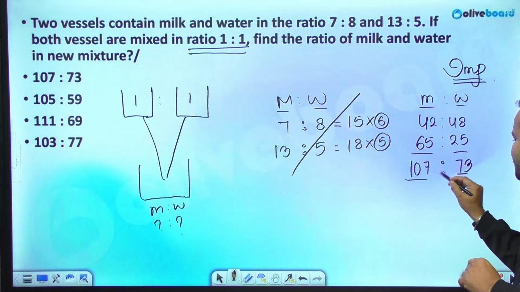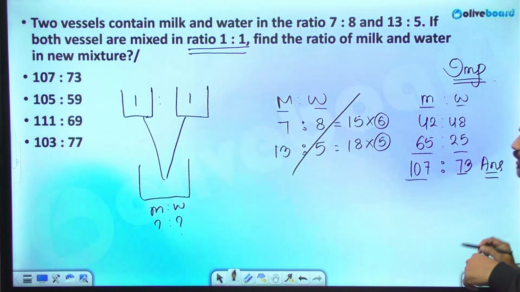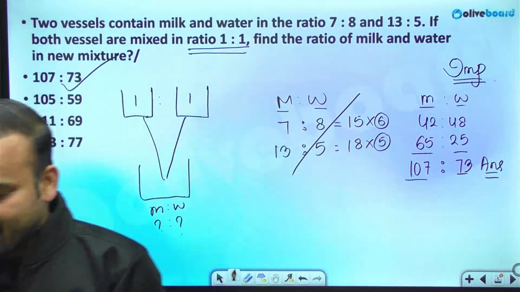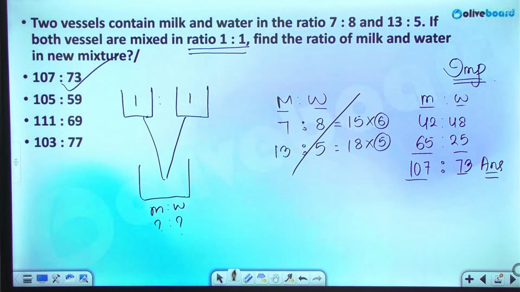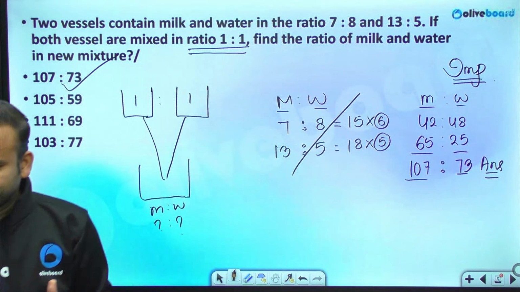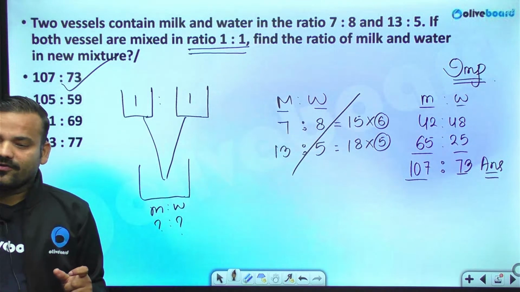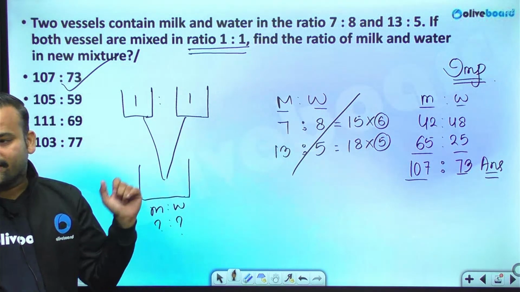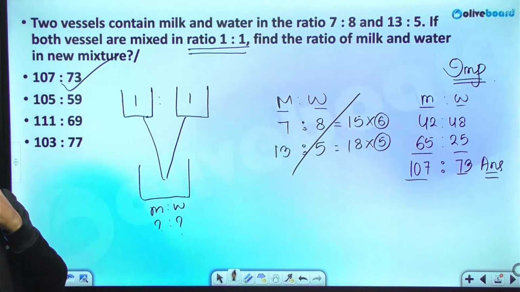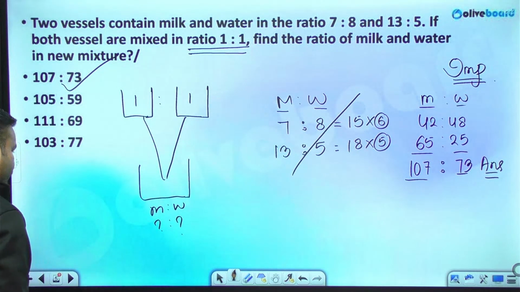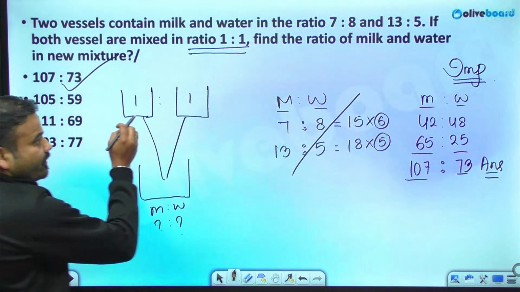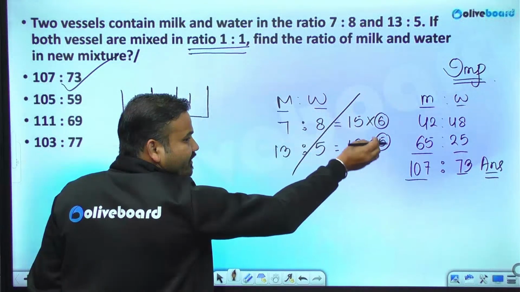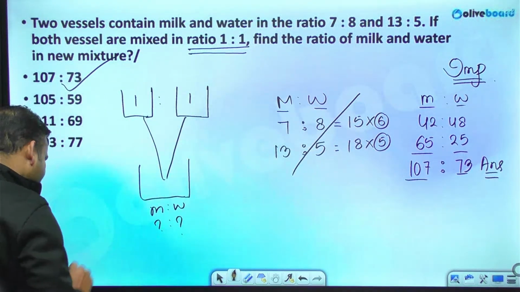So after mixing both the containers, the ratio of milk and water will be 107 and 73. Option A has to be the answer. Okay? So the ratio of milk and water after mixing should be 107 and 73. So this is the ratio of milk and water in the container. Now, if the ratio is 1 and 1, I have made it 1 and 1. If this is in a different ratio, I will be making it different.